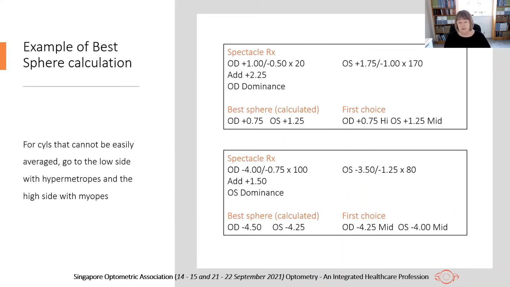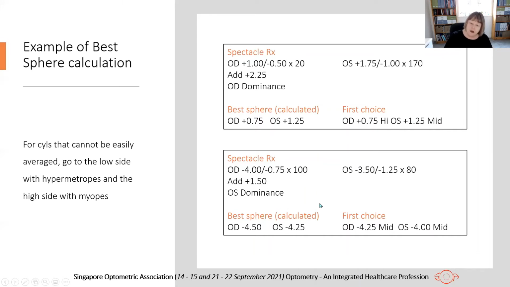So looking at calculating best sphere. Now, if you're in the situation at the top here, where you've got Rx values that can be easily divided by 2, it's fairly simple. So you halve it, add it on, and it gives you your best sphere. In this case, you've halved it, you've got 0.75, you've halved that, you've got 1.25. The add is 2.25, right eye dominance. The recommended first choice would be 0.75 high, left 1.25 mid.